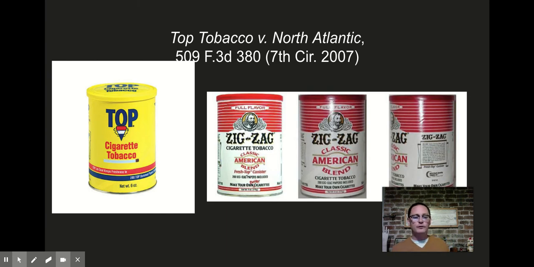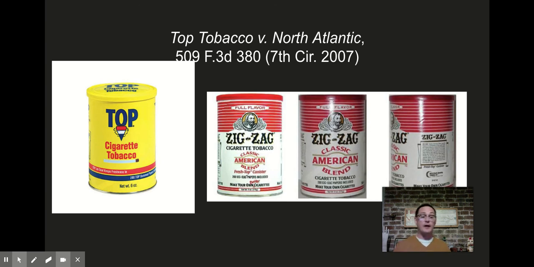And the top is only used to identify the nature of the canister that they're selling the tobacco in and the qualities of the canister rather than the source of the tobacco. So the court is not having any of TOP's arguments here. It says, look, there's no risk of consumer confusion. Therefore, there's no basis for a trademark infringement action.